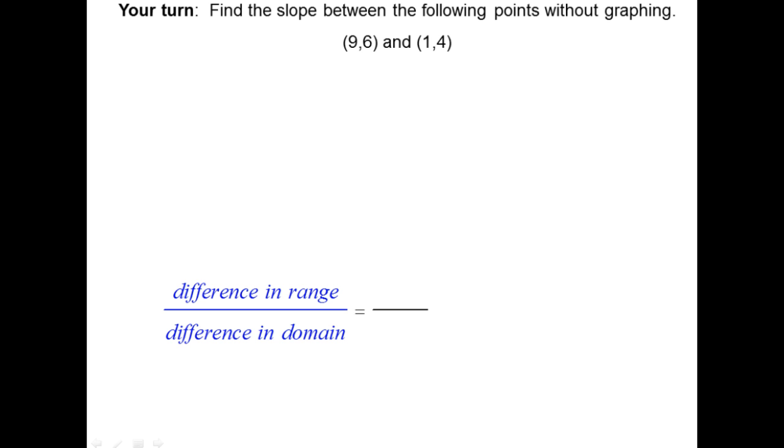Go ahead and try this one again. Alright, so here the difference in the range will be 2. I usually like to start with the one with the biggest value. So here I'm going to start with this one. I'm going to say 6 minus 4 over 9 minus 1.